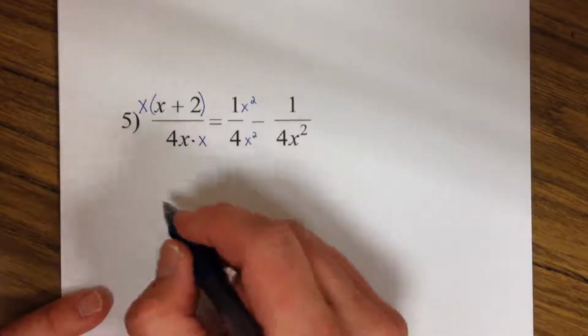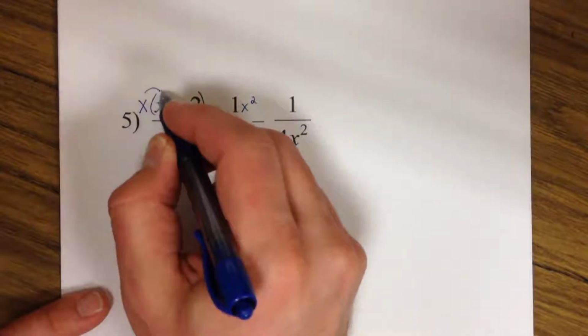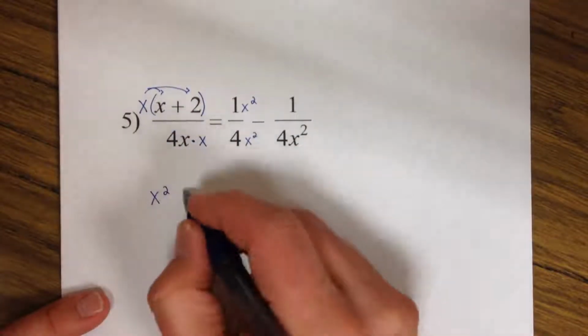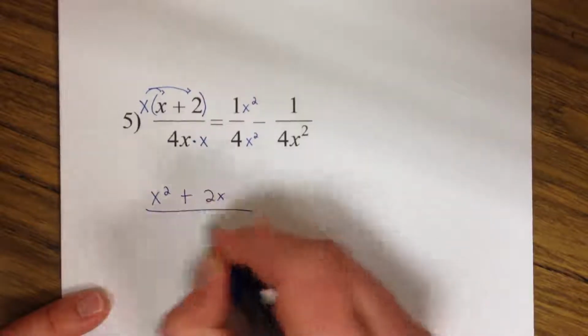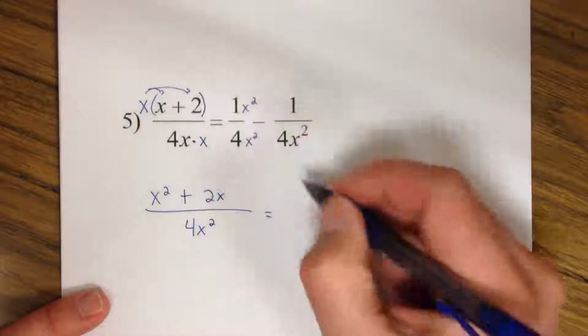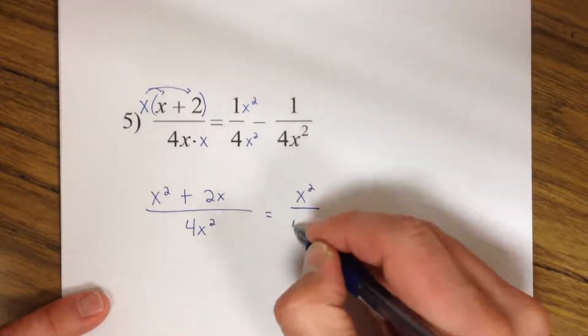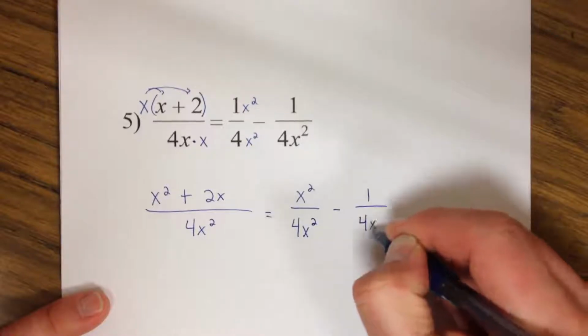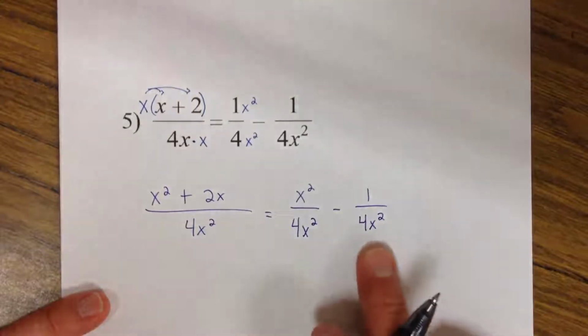So let's rewrite this. I'm going to actually distribute that, so I get x squared plus 2x over 4x squared equals x squared times 1 is just x squared. That one I didn't have to mess with.